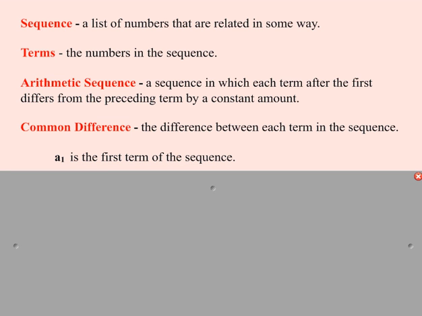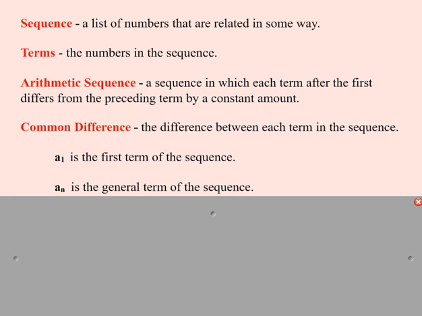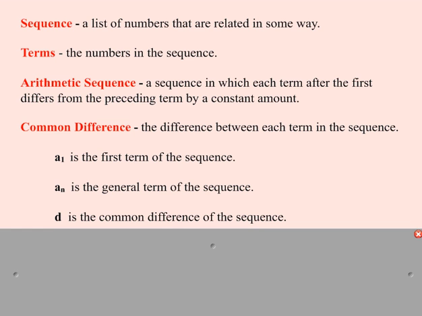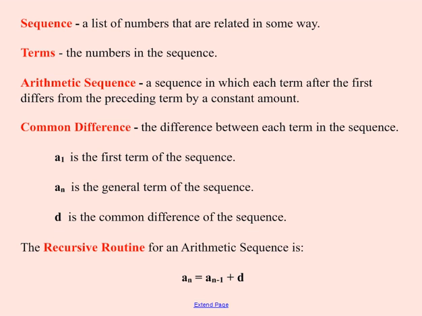A sub 1 is the first term of the sequence. A sub n is the general term of the sequence. D is the common difference of the sequence. And finally, we have the recursive routine for an arithmetic sequence. It is a sub n equals a sub n minus 1 plus d.